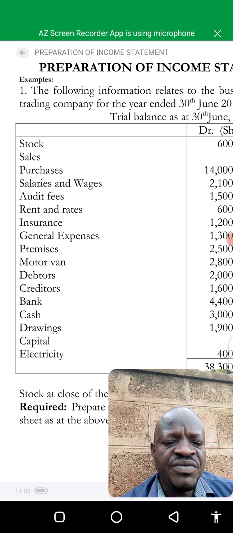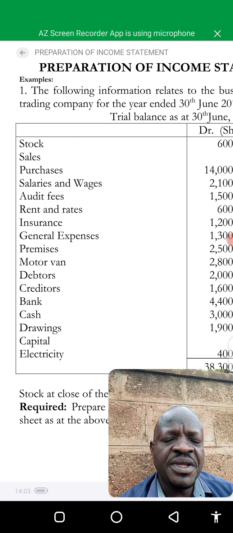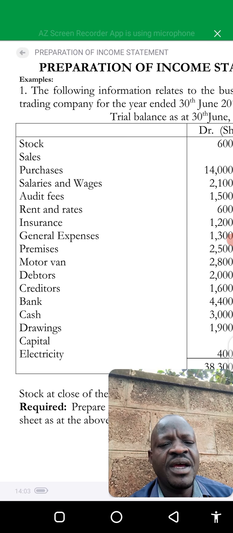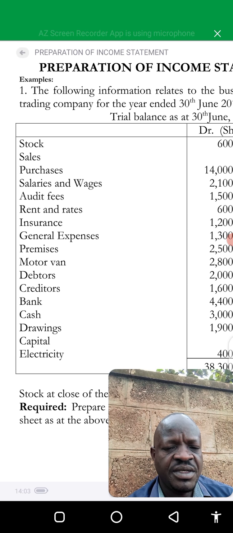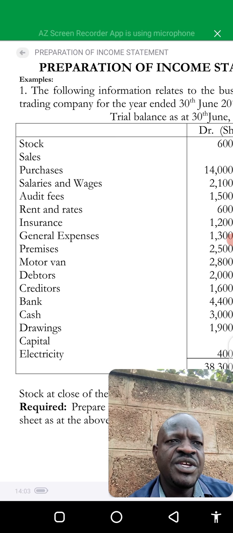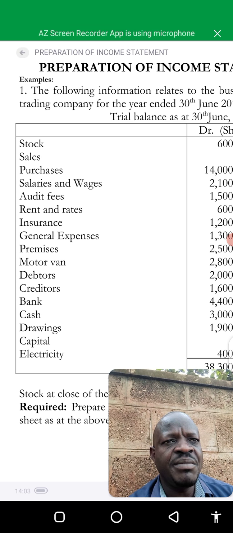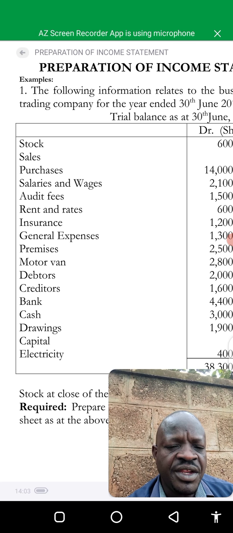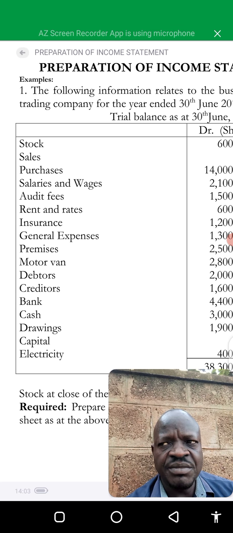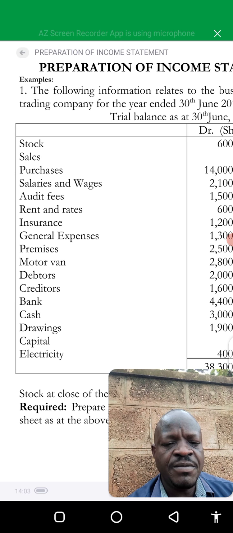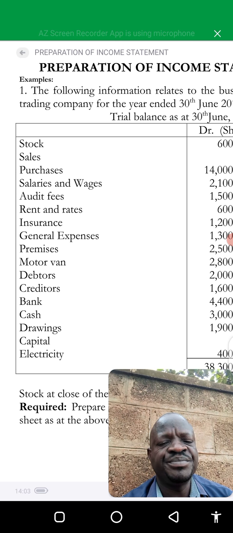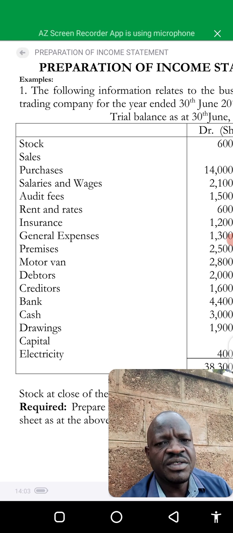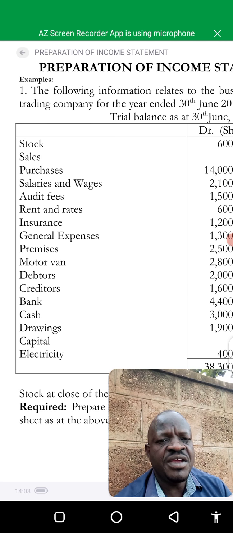We said and we know very well, by the time any business prepares a trial balance, it is now looking at how to prepare an income statement. Because all the information you need is already in the trial balance, the majority of it, though there are others that may be in the adjustments, and those ones we shall see how to deal with when time comes. Now today we are going to focus on preparation of income statements.